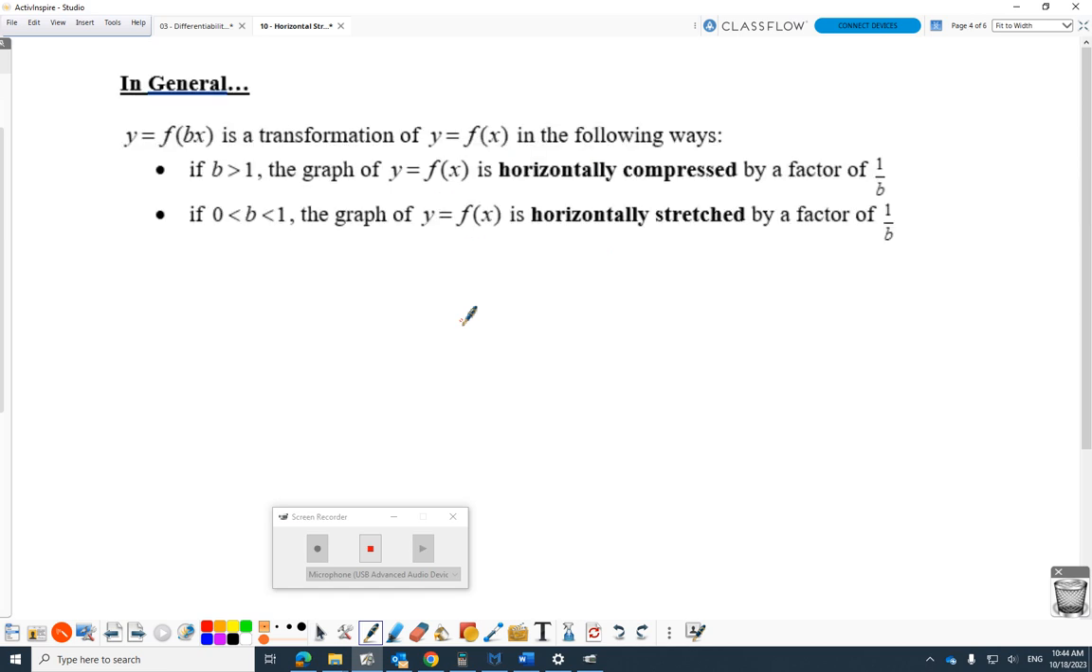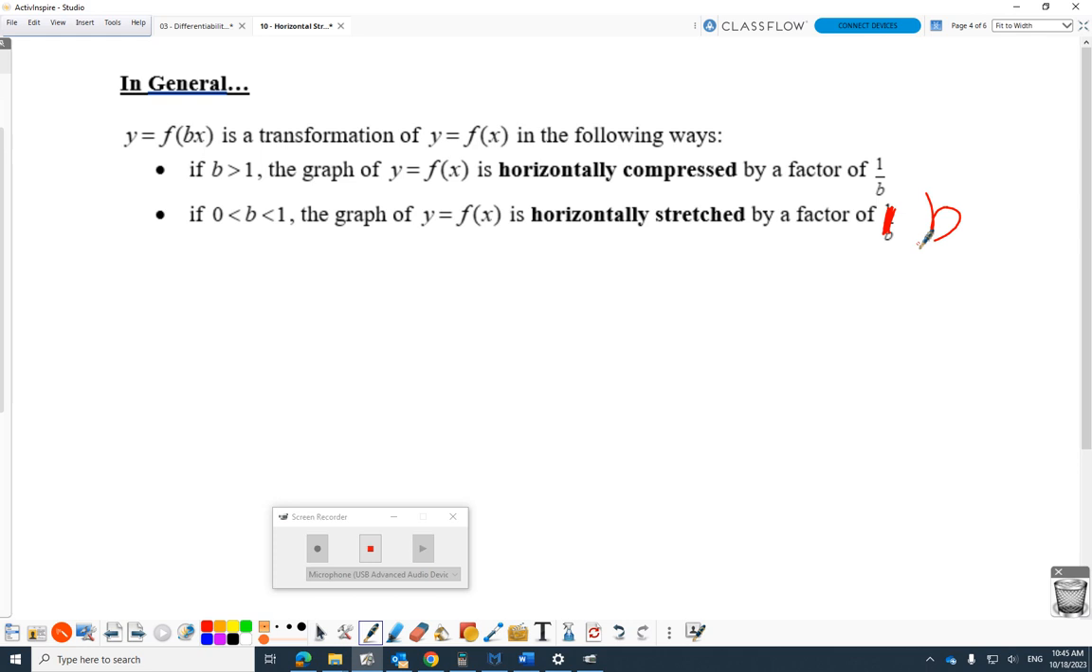In general, though, so I did 2s, I did 3s. It's true for all values of b inside there. If b is bigger than 1, it's a compression by 1 over b. If b is between 0 and 1, it's horizontally stretched by a factor of b.